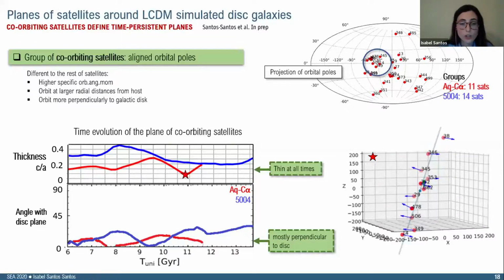Here's an example of what the plane of satellites looks like at this particular moment in Aquarius C. The satellites are very well aligned, and the orbital angular momentum vectors shown as blue arrows are perpendicular to it.